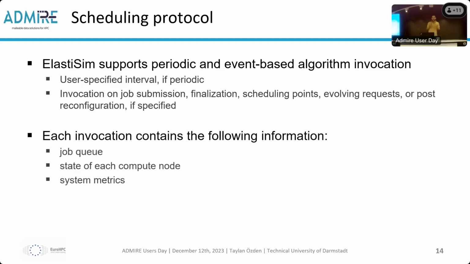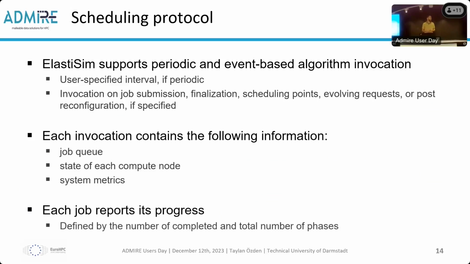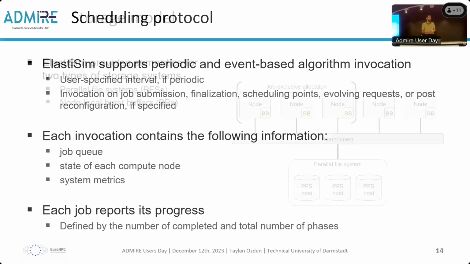And when the algorithm is invoked, you will usually get the job queue, the state of each compute node, and some system metrics. This might be the simulation time or some utilization of the system, etc. What we also support is the progress of a single job. Each job usually reports its progress, which we define as the number of completed phases and the number of total phases, so that you can also create progress-aware scheduling algorithms. We use that for deep learning, for example.